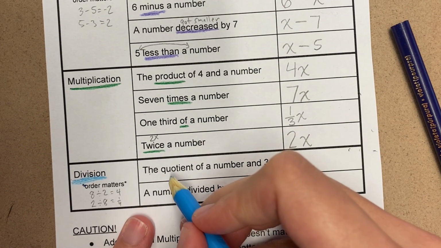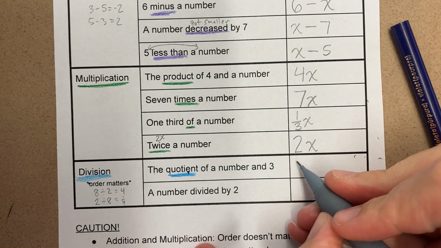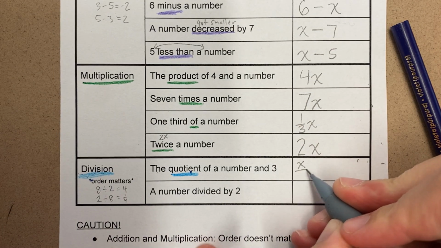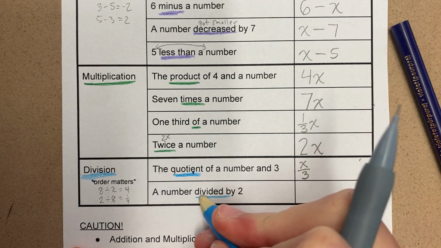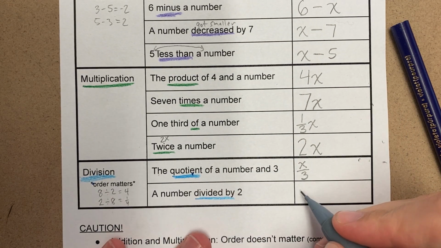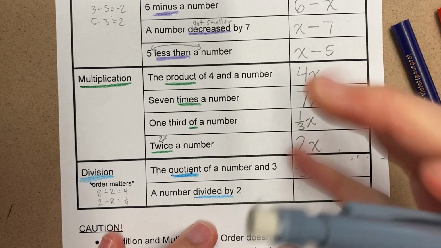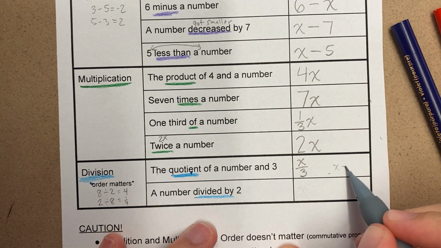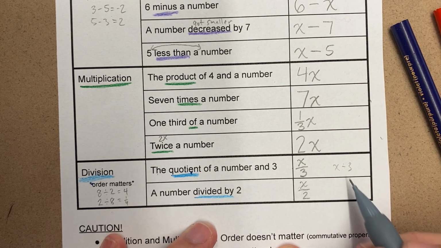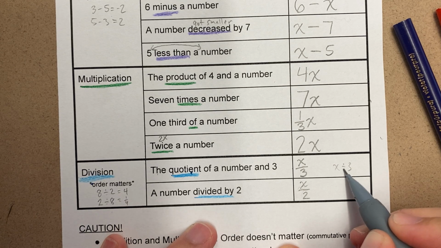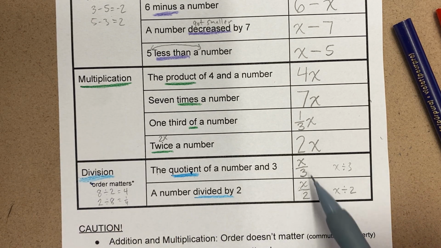And the word we use for division is quotient. So the quotient of a number and 3 looks like this. The quotient of a number and 3 means x divided by 3. And then sometimes you might just see a number divided by 3. You might just see it written out like this, and that would be a number divided by 3. A number divided by 2, you could write it like this, which is okay, or even better, you could write a number over 2 like this. A number divided by 3 like this, a number divided by 2 like this. You could write it like that, but this is better.